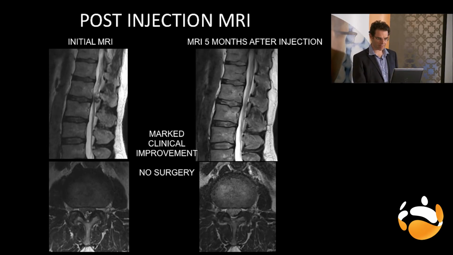Here's a great case where there was a patient who had the facet joint cyst causing canal stenosis. We did the injection, and then the specialist wanted to repeat the MRI, see how the patient was going, and you can see that the cyst is completely resolved and there was no need for surgery. So that was a great outcome, and the patient was much better clinically.